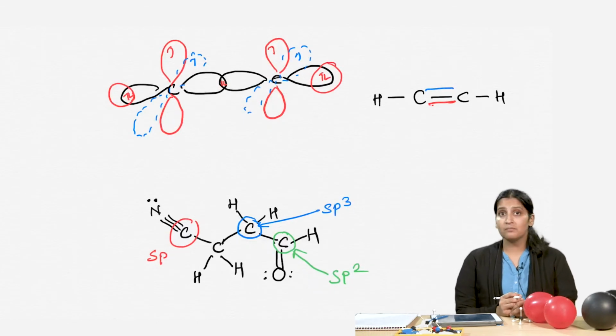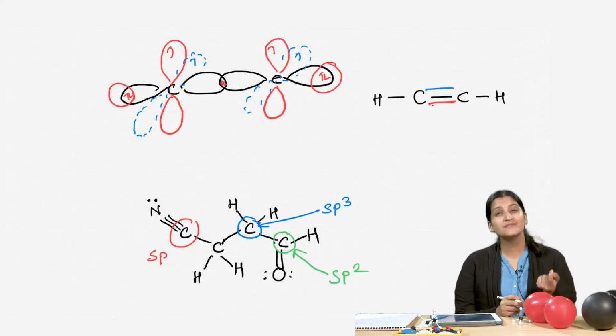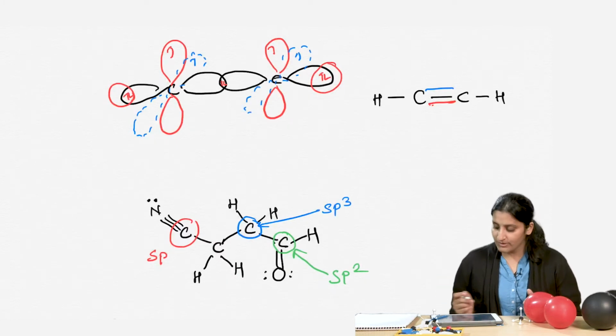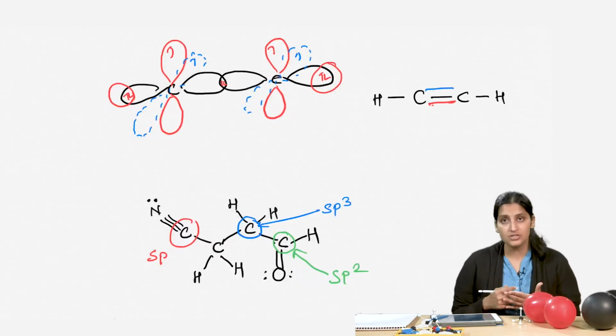Now, one thing to think about is also the hybridization of heteroatoms. Whenever we say heteroatoms, we are talking about atoms other than carbon and hydrogen. So, we are talking about atoms such as nitrogen and oxygen and chlorine, fluorine, etc. So, in this case, we have 2 heteroatoms, we have an oxygen here.